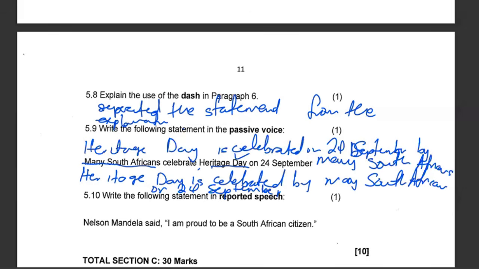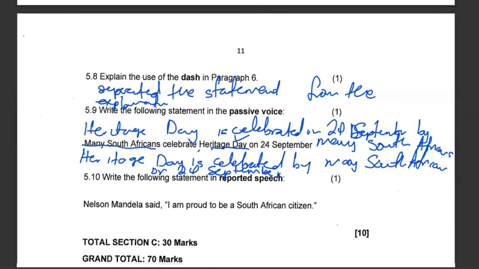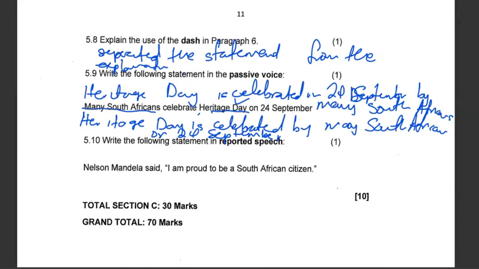All right, we got to write the following statement in reported speech. It was a 1 mark. That surprises me. But all the same, let's see. Oh, it's a short one. Nelson Mandela said, I am proud to be a South African citizen. So as a result, it was very short. I believe that's why it will come in and just have that. All right. So as a result, let's finish it. Nelson Mandela said that. Remember, we have to report. So our reporting verb is said that.